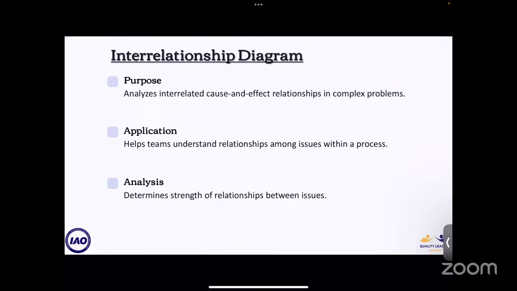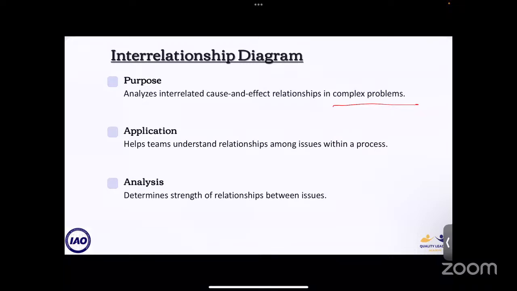I also have the interrelationship diagram. And I use the interrelationship diagram when there is a cause and effect relationship and the relationship between them is a bit complex. This is used for complex problems like the shape in front, where I have many relationships between the causes of the problems. So this helps the team understand relationships among issues within a process to determine the strength of relationship between issues.